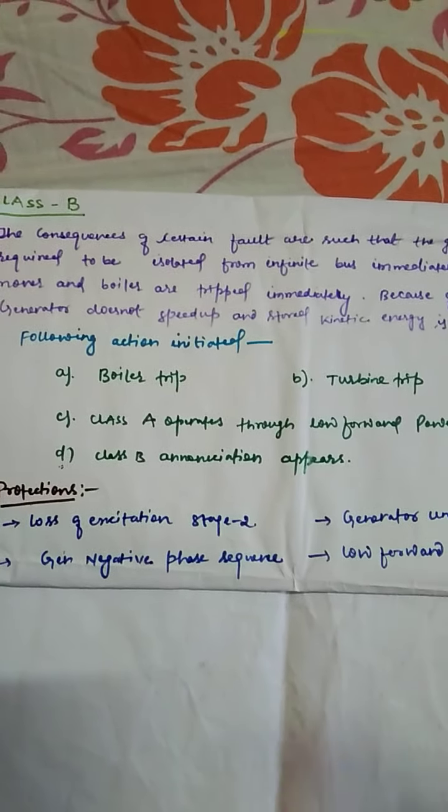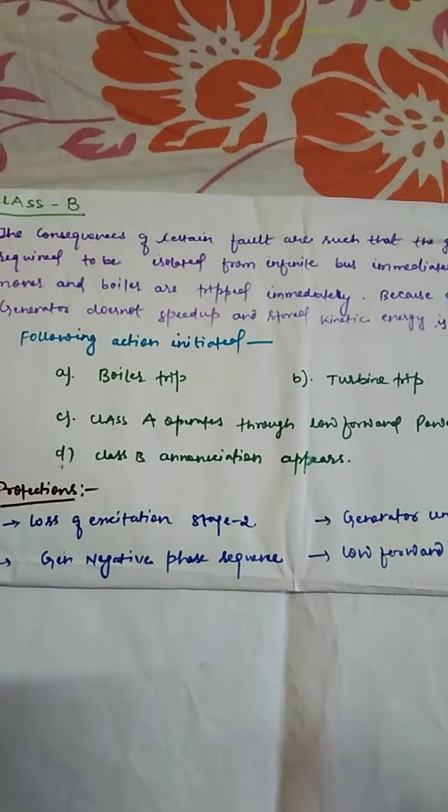So the protections we have categorized in class B are loss of excitation stage 2. Loss of excitation has two stages, stage 1 and 2, that we will discuss. Generator under frequency with df by dt, generator negative phase sequence, low forward power. These are the protections which are kept under class B, that is the scheme. And what happens if class B protection acts?